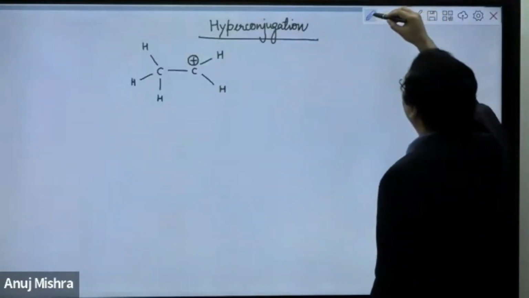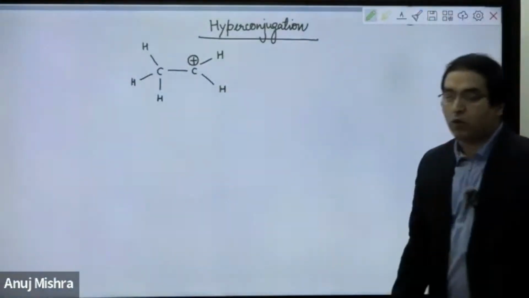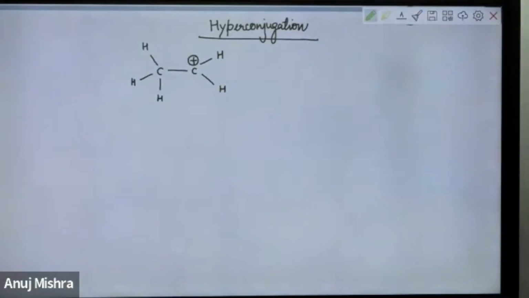Please draw this, and we'll go very slow now. We'll go very, very slow because this is a very important concept and you have no idea about this earlier. So we'll just go into fundamentals and try to understand everything properly, right?